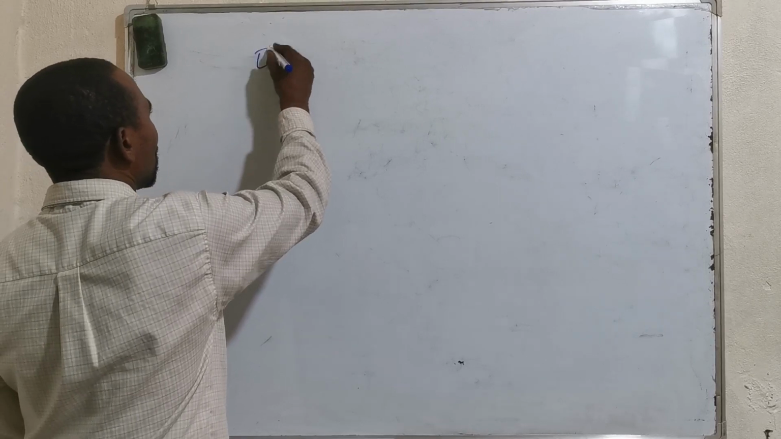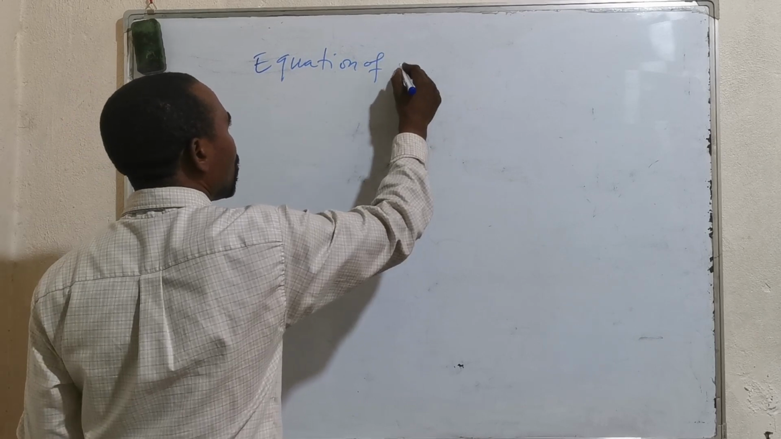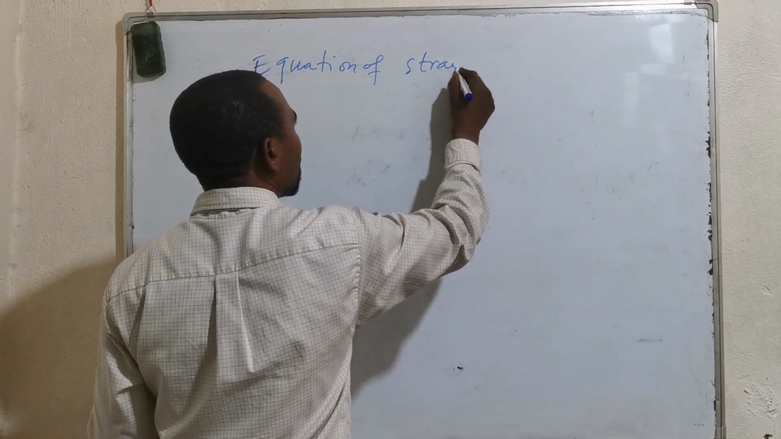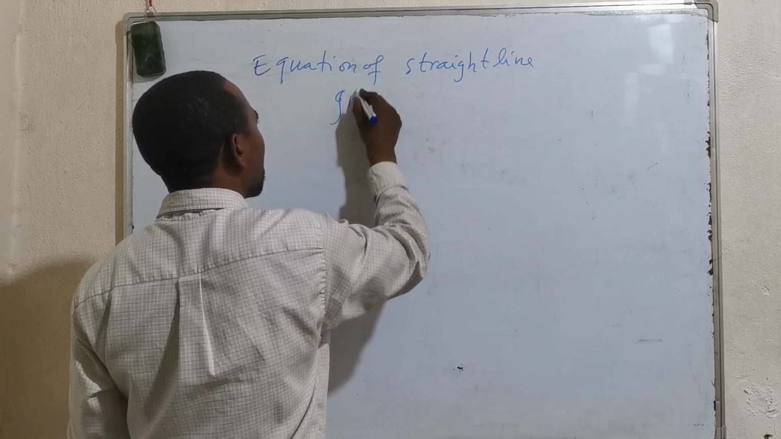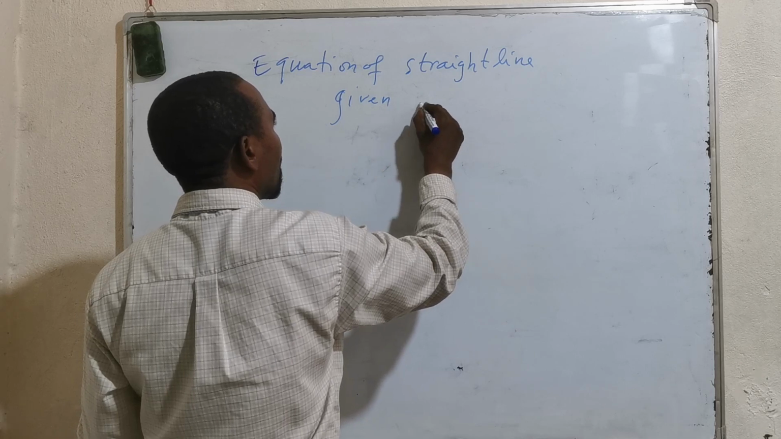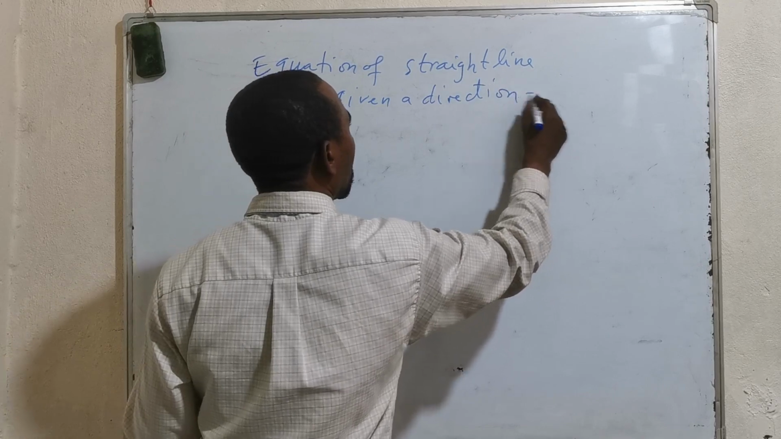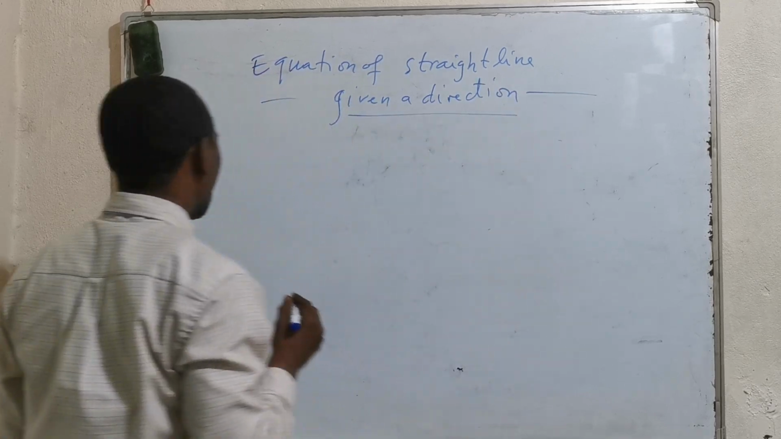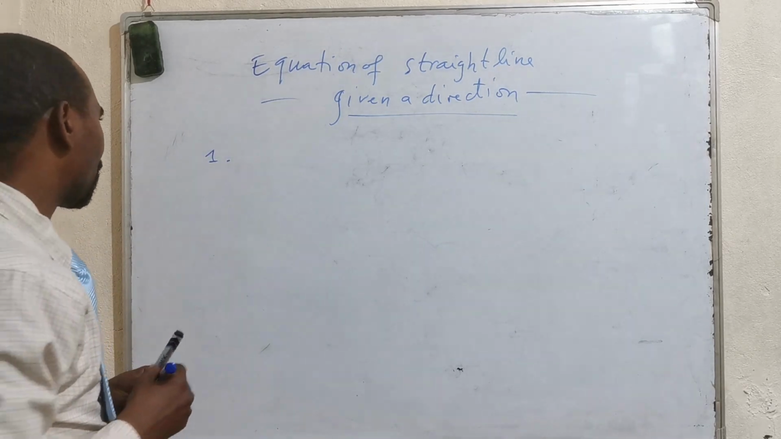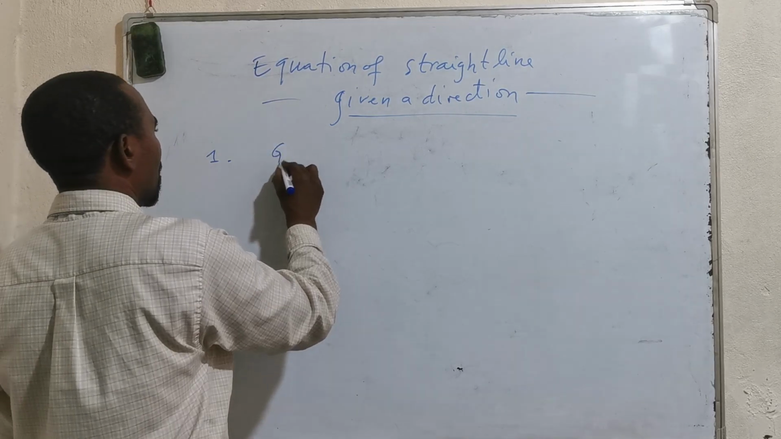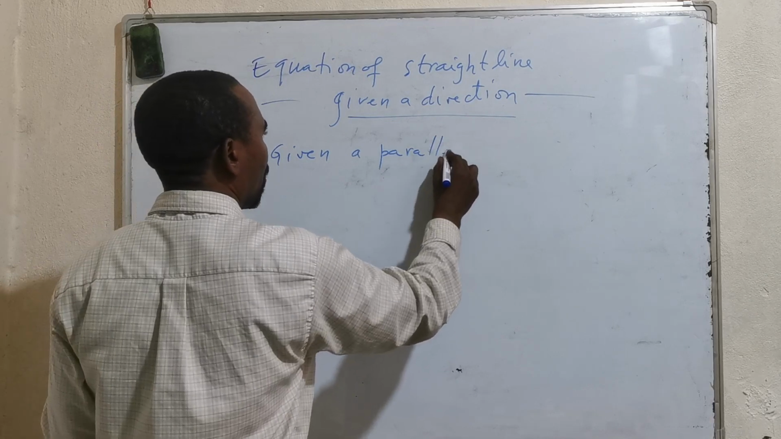We are going to share today how to find the equation of a straight line given a certain direction. What does this mean? There are two directions. Let's start when we are given a parallel line.